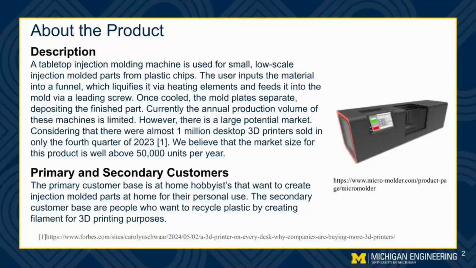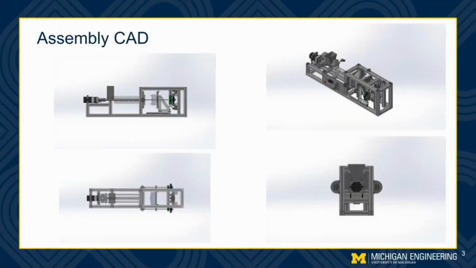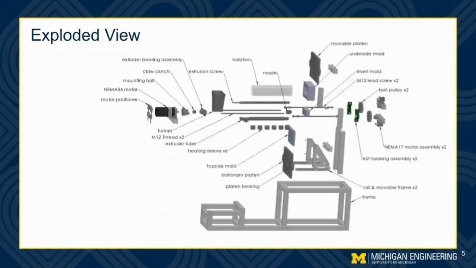Our primary customer is hobbyists who want to create injection molding parts at home, and our secondary customer is people who want to recycle plastic by creating 3D printing filament. And here's the assembly CAD, three views and the isometric view of our model. And here's the exploded view.